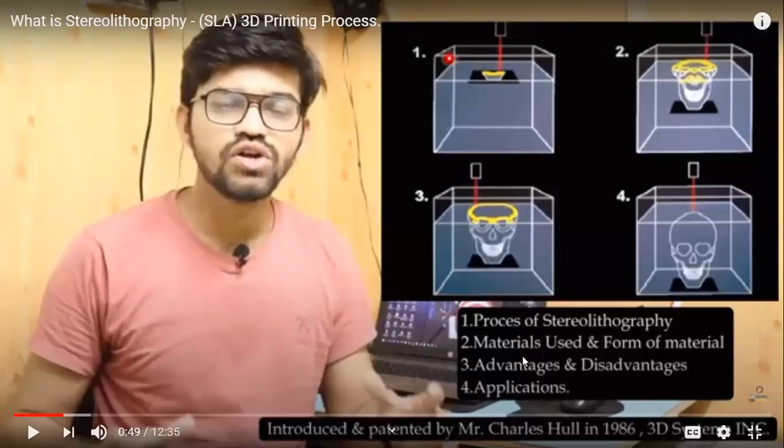So you have this explanation about the stereolithography process of rapid prototyping, the materials used for that RP process, the different forms of material, the advantages and disadvantages of the process, and the products where it is applicable. Okay, so just follow.